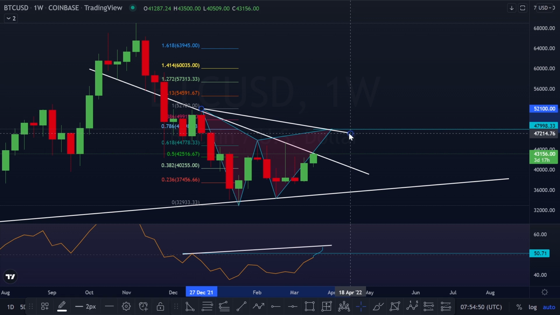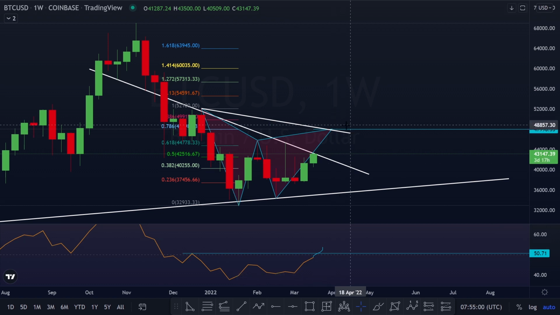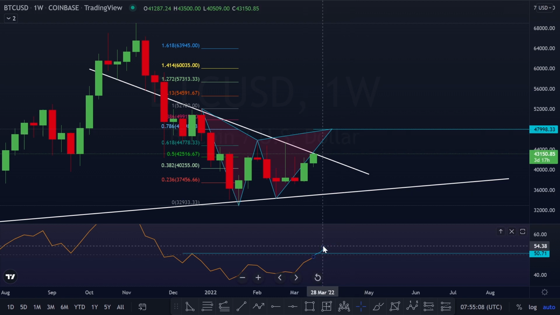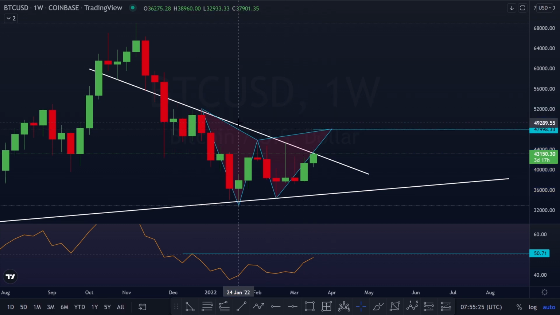So this is called hidden bearish divergence, and most of the time the harmonic patterns play out well when we have divergence. In fact, I would say 99% of the time, if there is divergence to confirm it, then it is very likely that the harmonic pattern is going to play out. So just keep that in mind. But I highly doubt that we can even make it down to the 47,900, and I'm going to show you why in a minute.